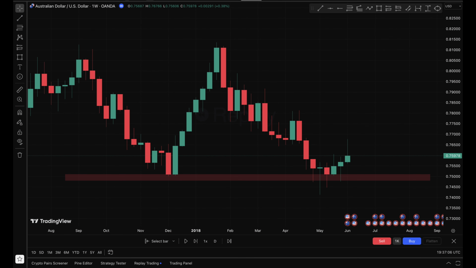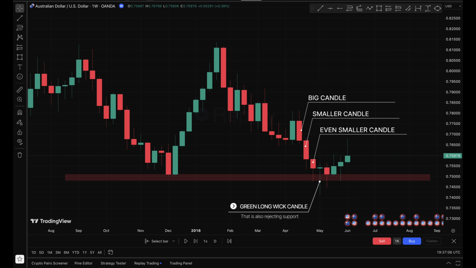I'll show you this again on another pair. Here we have the Australian dollar. This is a key level of support, as you can see from when price got here last. It hit and reversed upwards. So as price approaches this level again, we have a big candle, then a smaller candle, an even smaller candle, which is also rejecting support. Then we have this beautiful green long wick candle rejecting support, and then followed by another great inside bar candle rejecting support as well.